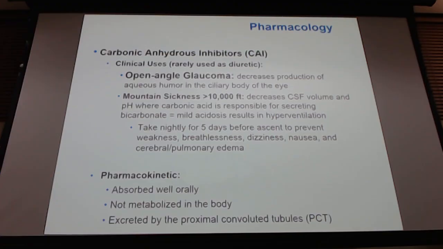It's also used for mountain sickness at greater than 10,000 feet. You'll have a decrease of cerebrospinal fluid volume and pH, where carbonic acid is responsible for secreting the bicarb. The mild acidosis results in hyperventilation. So you'll give this to them in the short term so that they can recover while they're up at higher elevation.